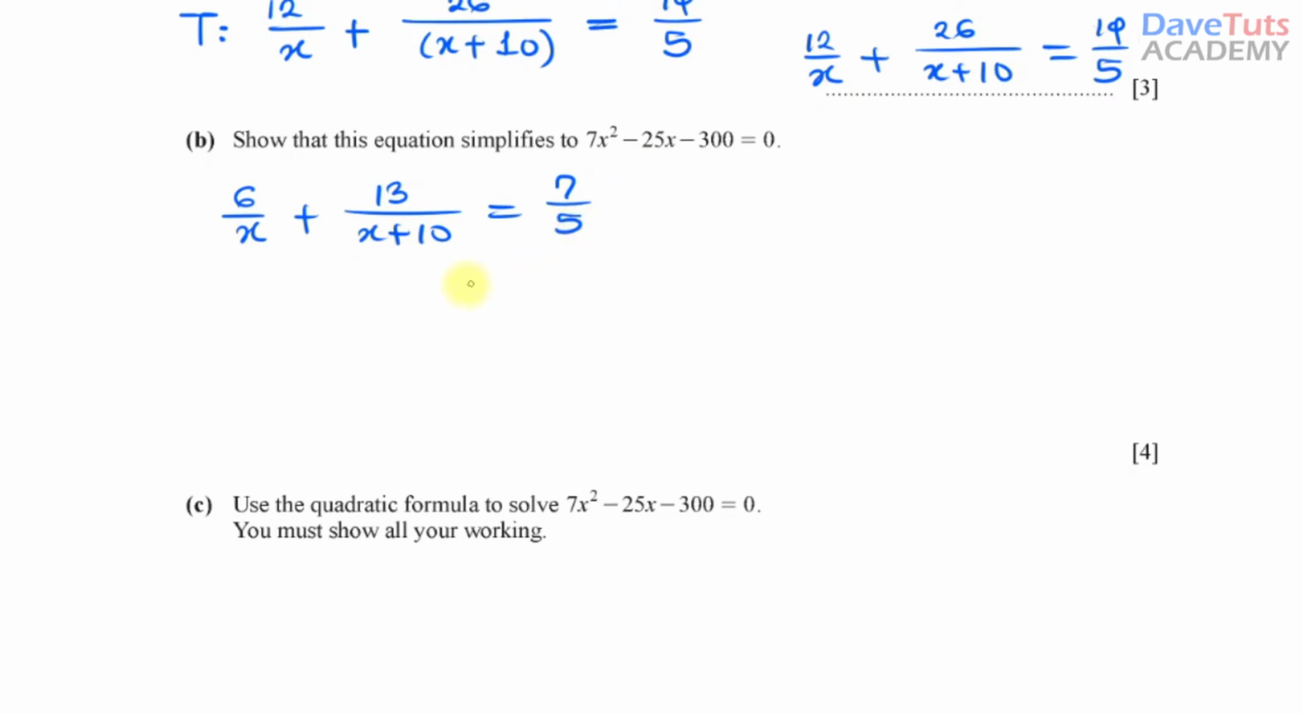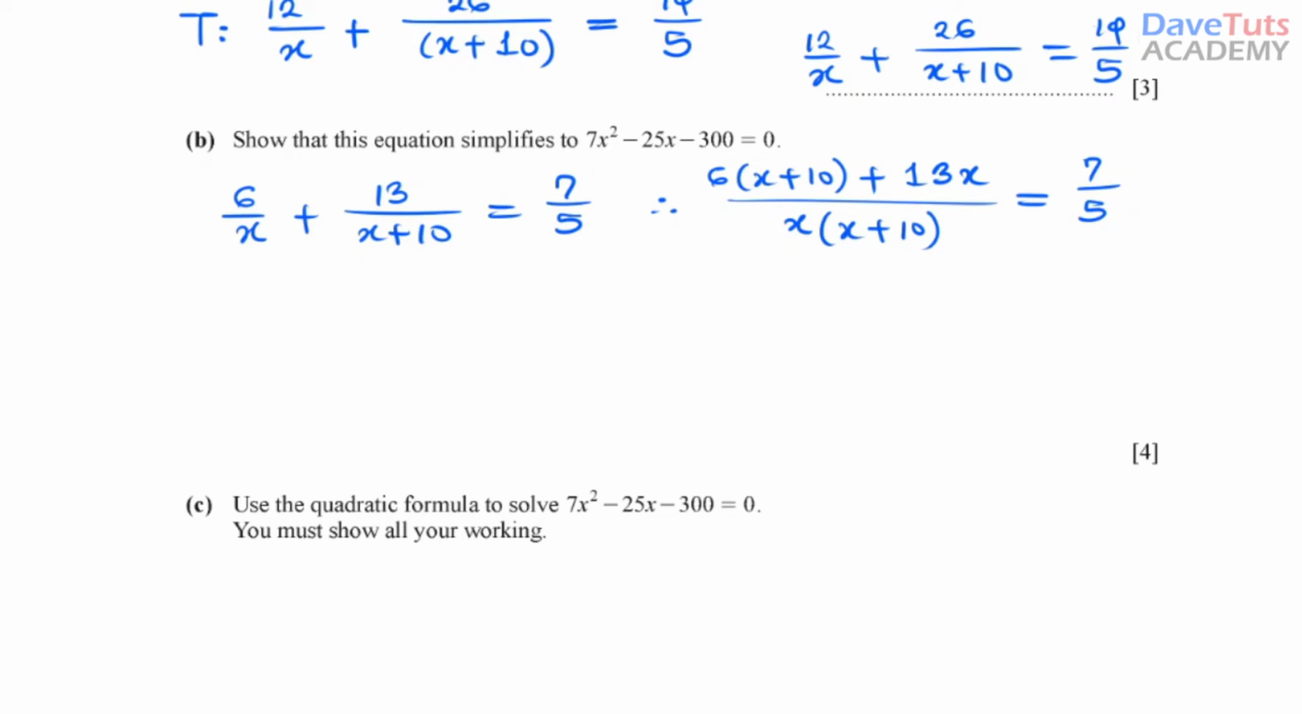And if we are to get the LCM, we can say, therefore, the LCM on the left hand side will be the product of x and x plus 10. Then factoring out x from here, we have 6 into x plus 10. And then factoring out x plus 10 from here, we have plus 13x. This is going to give us 7 over 5.